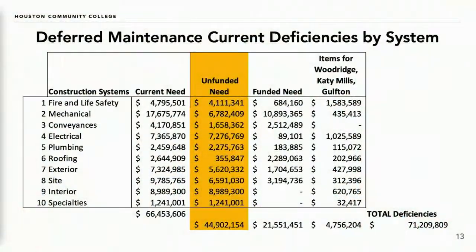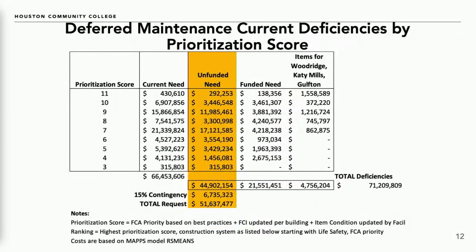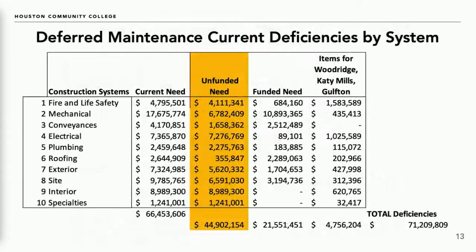This is the same set of numbers sorted by system type. So obviously, when we do it this way, we're going to have a lot of 9s. We're going to have a lot of 10s. And the way we break the tie is in this order, where we're doing life safety first down through specialties. So life safety, mechanical, which is your HVAC, your conveyances, elevators, are going to be towards the top, and then it works its way down.